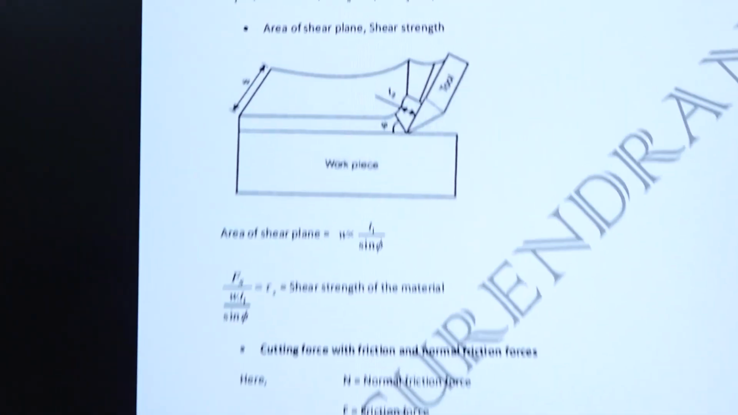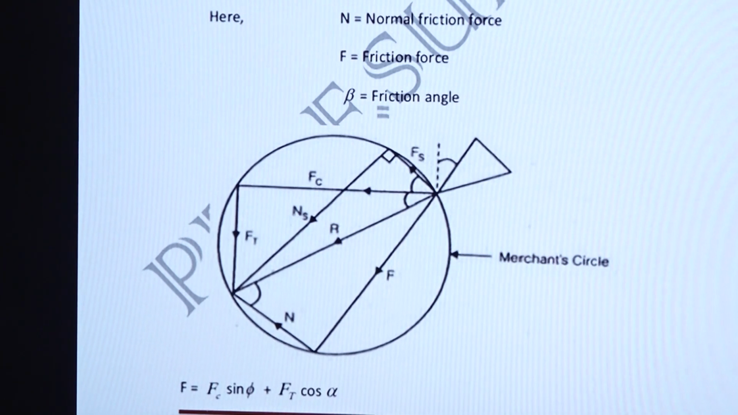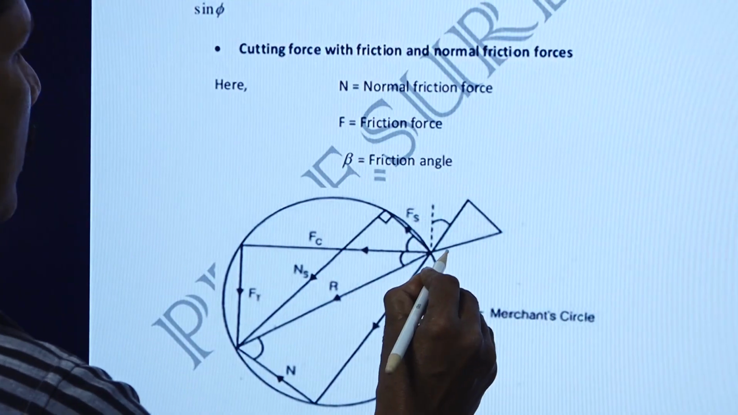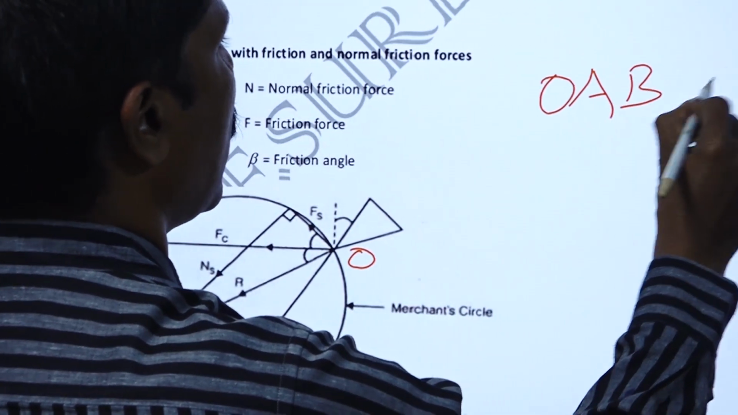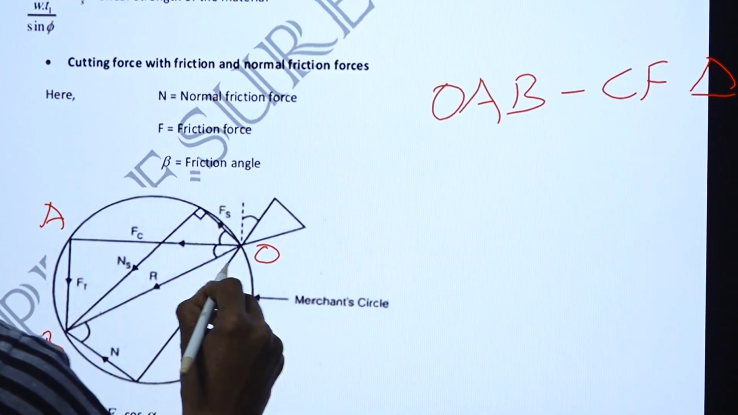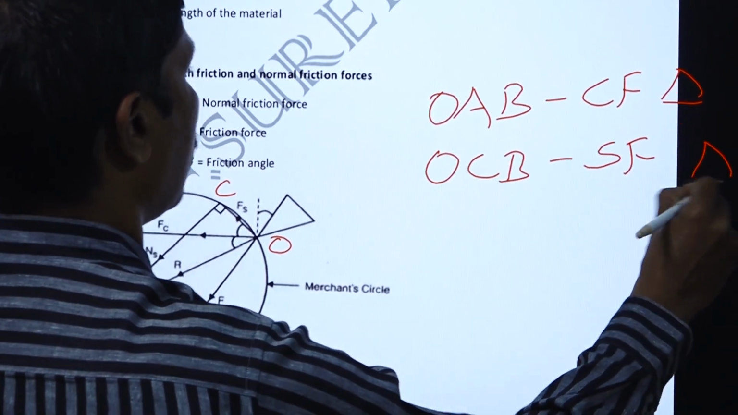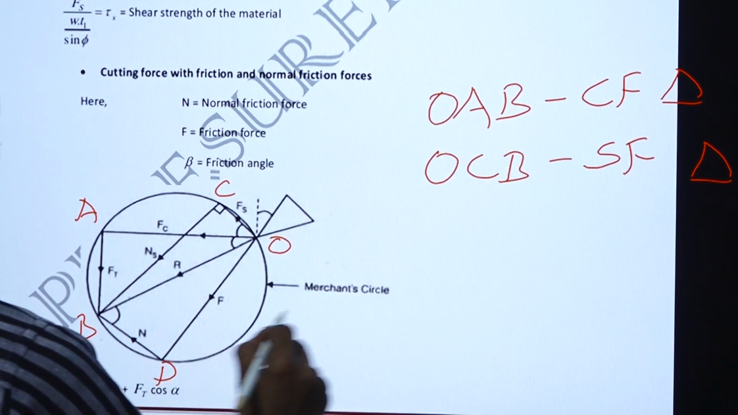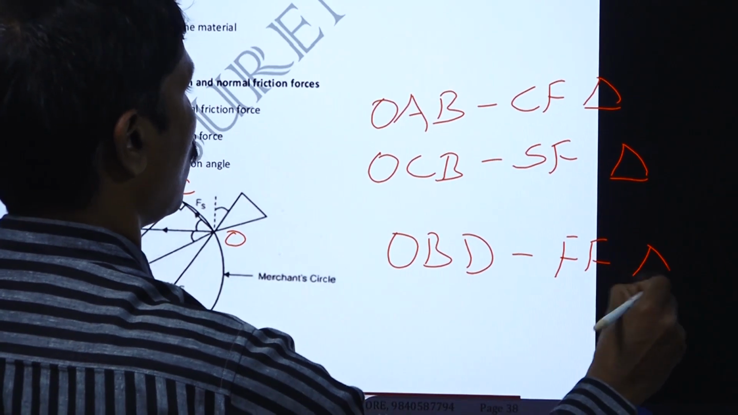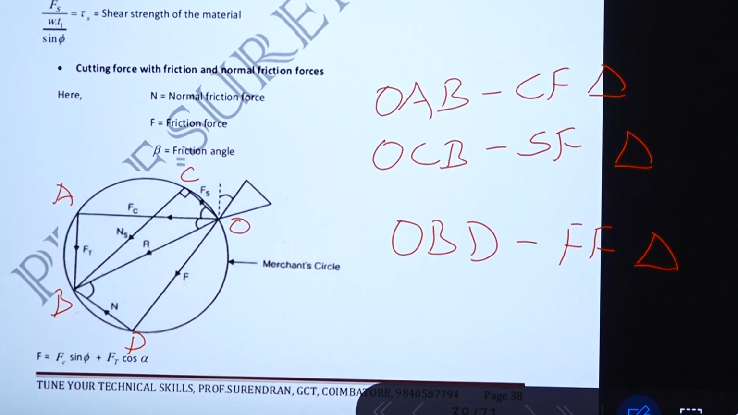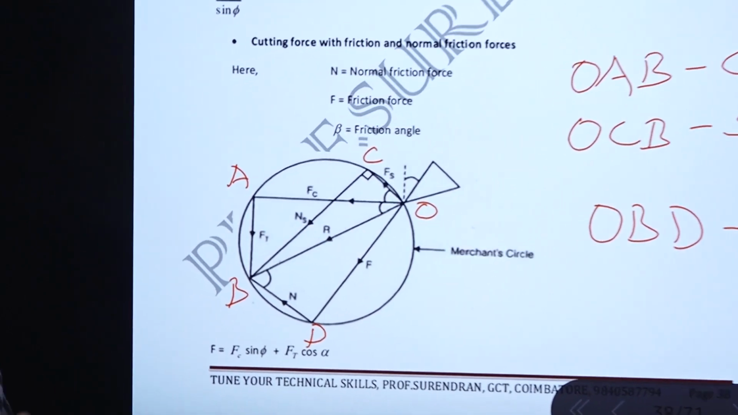So this is the Merchant circle we have drawn earlier. You can see all three triangles. For example, we can name them so you can remember. OAB is the cutting force triangle, OCB is the shear force triangle, and OBD is the frictional force triangle. All these three triangles are inside the Merchant circle, so those forces are interrelated.